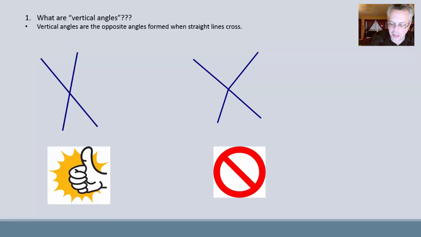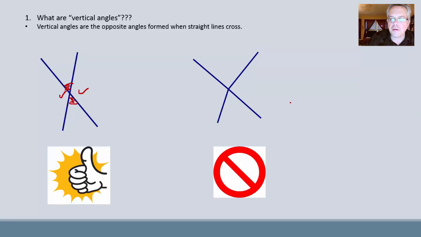These lines are straight, and the opposite angles here, the ones I'm shading in, are vertical angles. These other two are vertical angles also. Sometimes they're called kissing angles because it looks like they're kissing here. So they have to be straight lines crossing though. So we have two pairs of vertical angles in the first one.